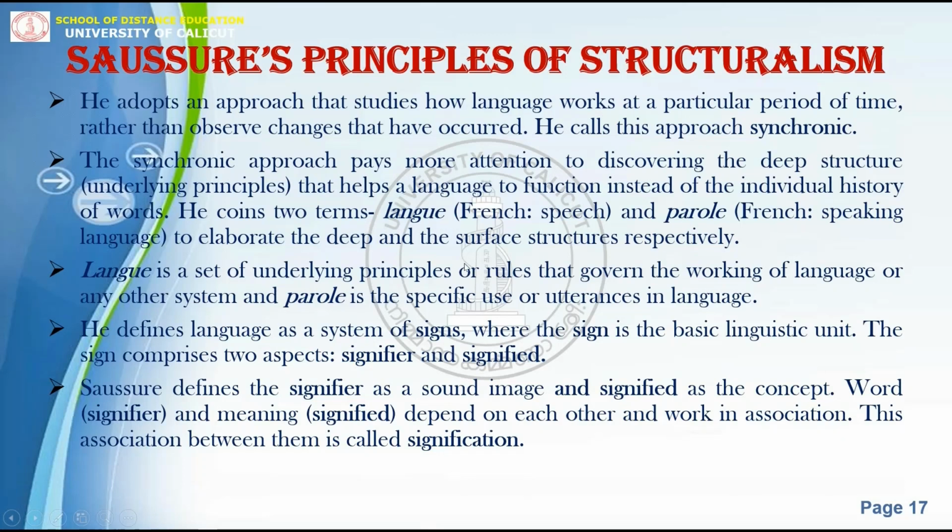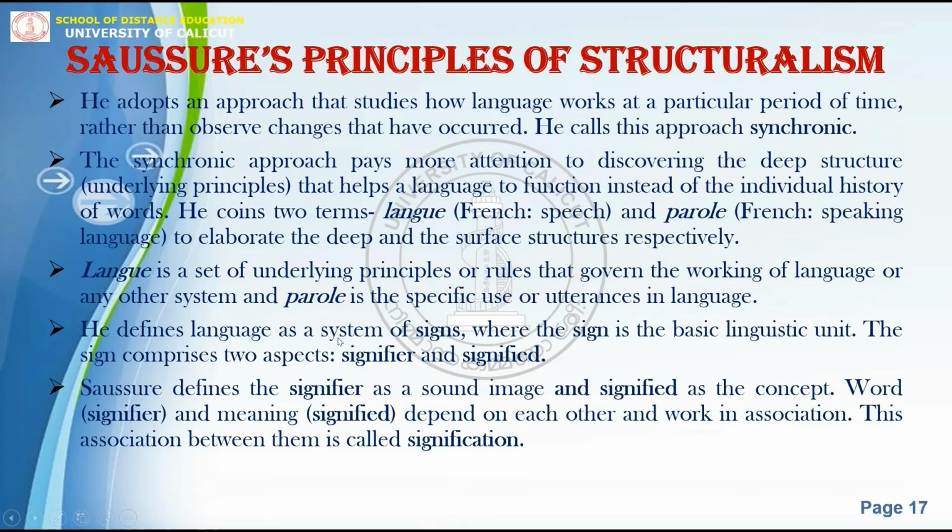And he coins two terms, langue, a French term which means speech, and parole, which means speaking language, to elaborate the deep and surface structure respectively. Now, langue is a set of underlying principles or rules that govern the working of language or any other system, and parole is the specific use or utterance in language. So, parole is a specific use or utterance in a language. Langue means a set of underlying principles or rules that govern the working of a language. Rather, it is more formal. Okay, langue means speech, parole means speaking language.